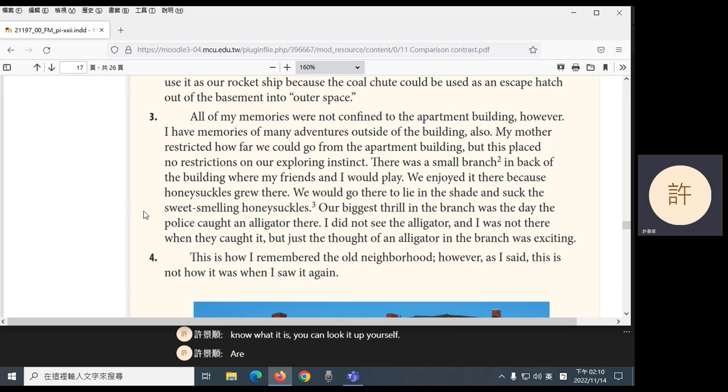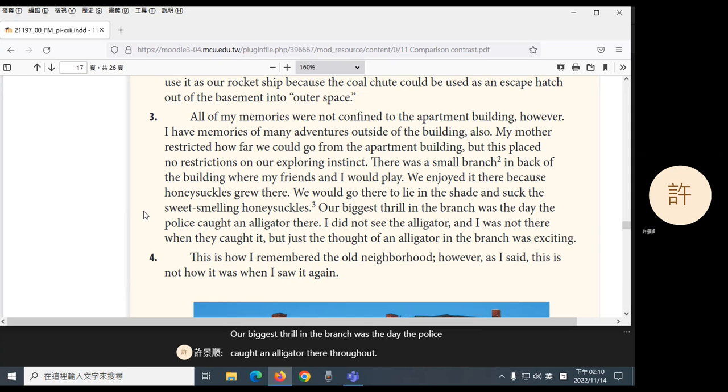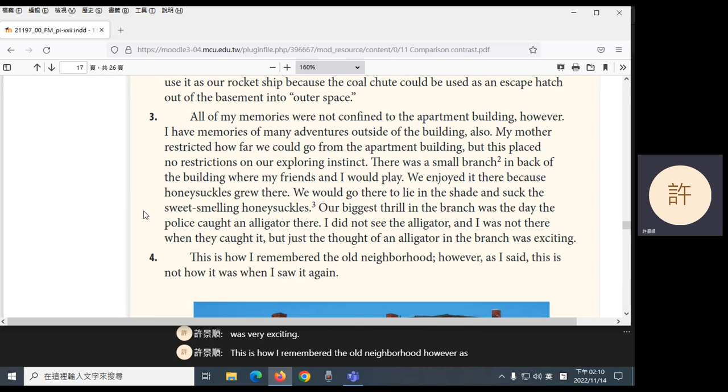Our biggest thrill in the branch was the day the police caught an alligator there. 抓到鳄鱼. I did not see the alligator, and I was not there when they caught it, but just the thought of an alligator in the branch was very exciting. This is how I remember the old neighborhood. However, as I said, this is not how it was when I saw it again. So paragraph four is a transition paragraph. It brings us from the past to the present, from the author's memory to what the author sees upon returning after 20 years. Honeysuckle 是金银花.